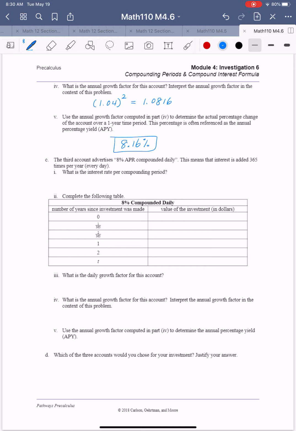See, the third account has 8%, but it's compounded daily. We did simple interest at the beginning, and then compound interest and semi-annually, and now compounded daily. Daily means we have, let's think, 366 days, but this time I want to think of it as 365 days. So what is the interest rate per compound period?